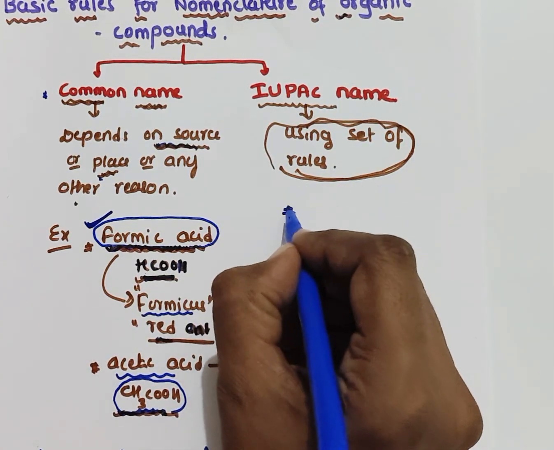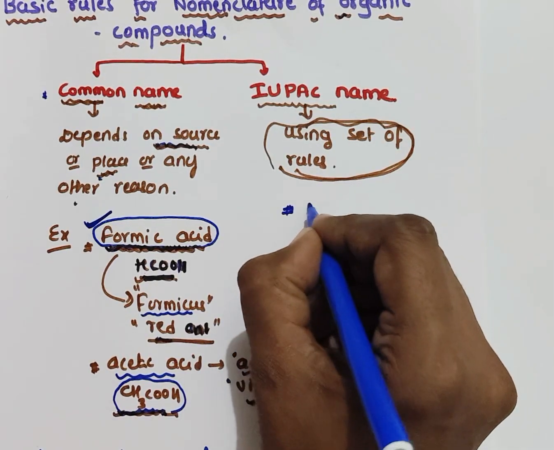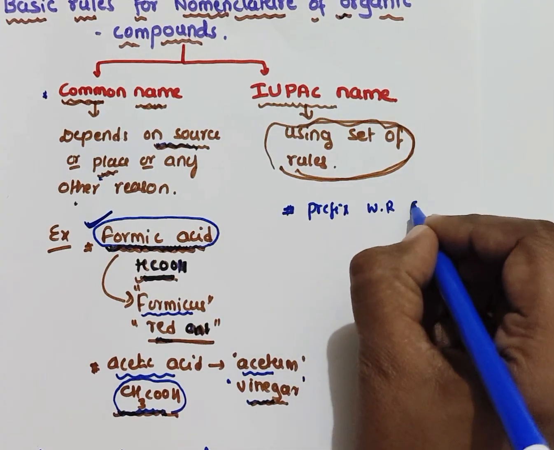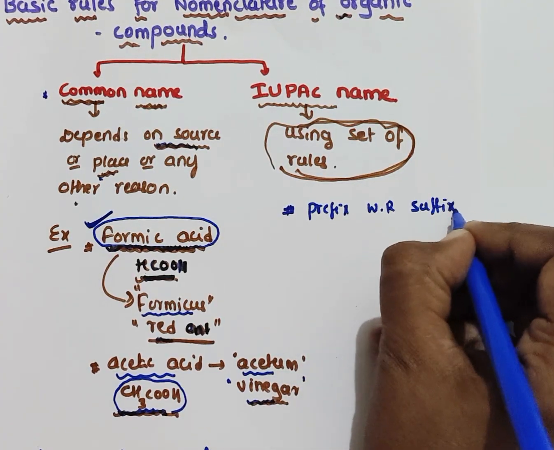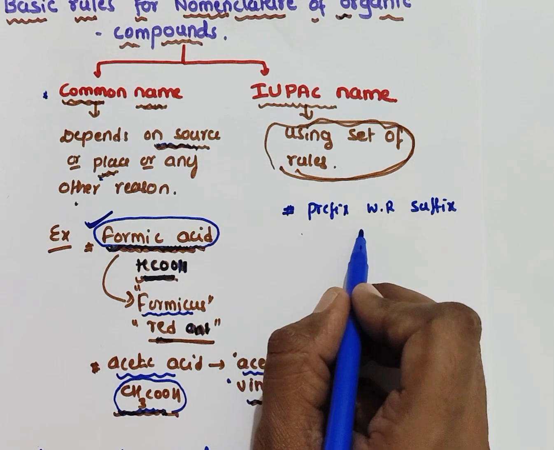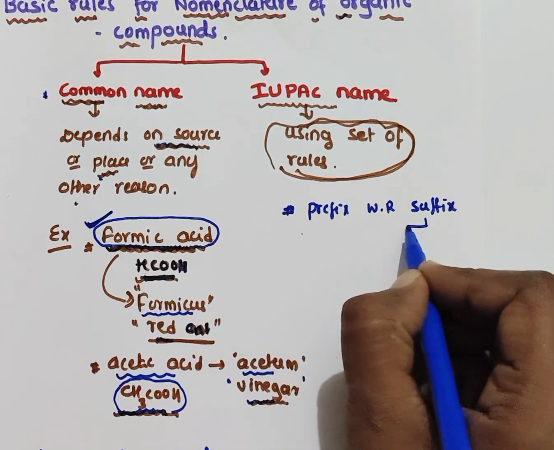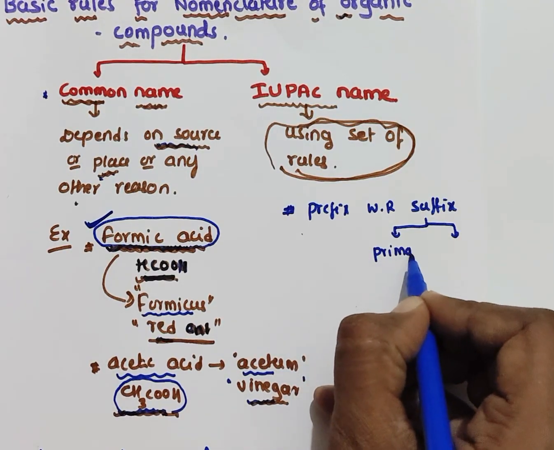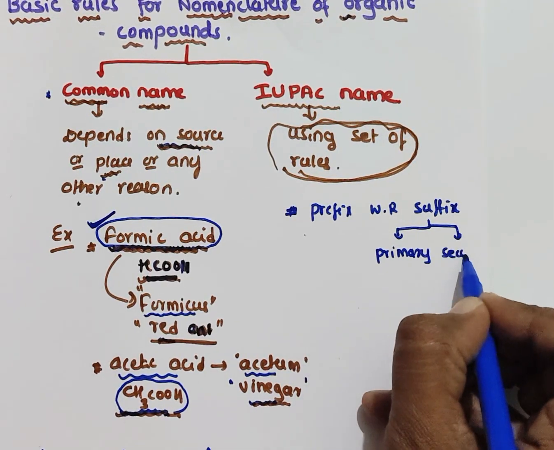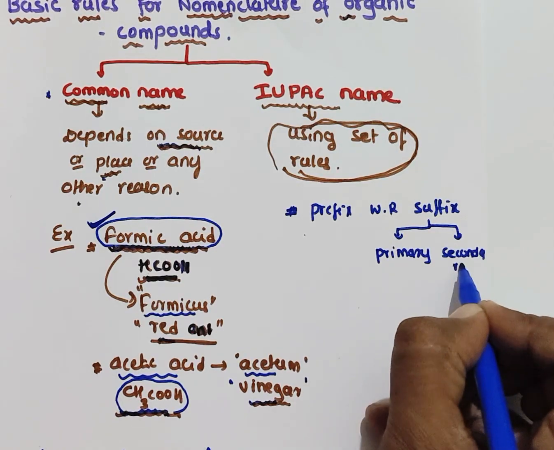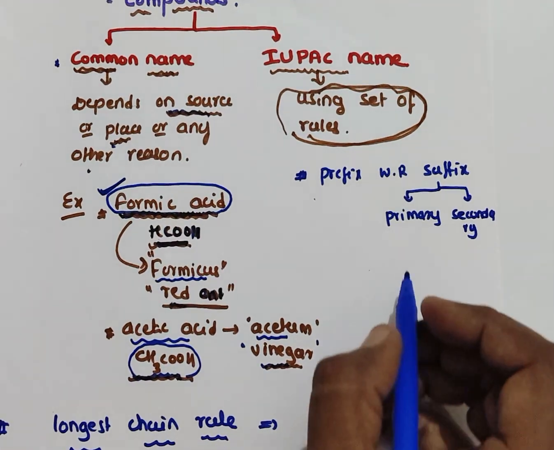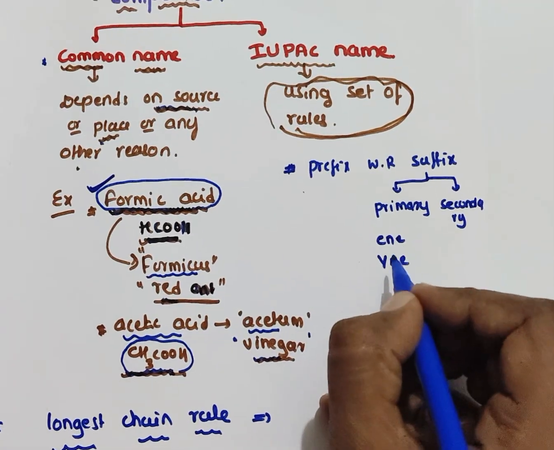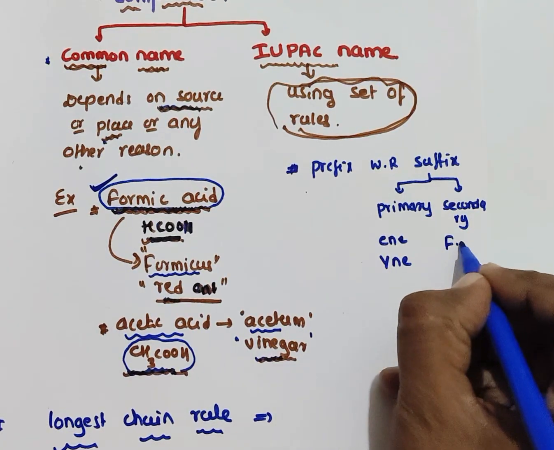Okay. So basically nomenclature has three parts: prefix, word root and suffix. In suffix, again there are two types of suffixes. One is primary suffix, another one is secondary suffix. The primary suffixes are ane, ene, yne. And the secondary suffixes are functional groups.